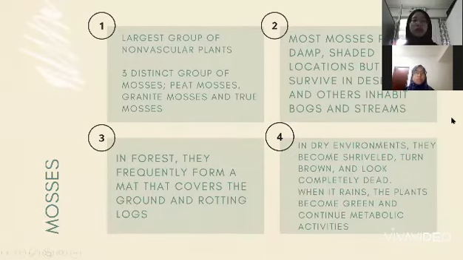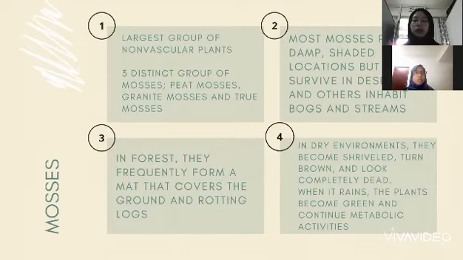Okay, mosses are the largest group of non-vascular plants. There are three distinct groups of mosses, which are peat mosses, granite mosses, and true mosses. Most mosses prefer damp, shaded locations, but some survive in deserts and others inhabit bogs and streams. In forests, they frequently form a mat that covers the ground and rotting logs. In dry environments, they become shriveled or wrinkled and turn brown and look completely dead.